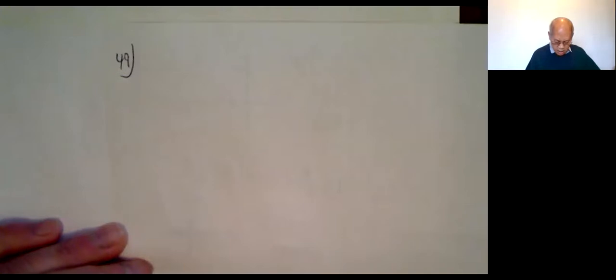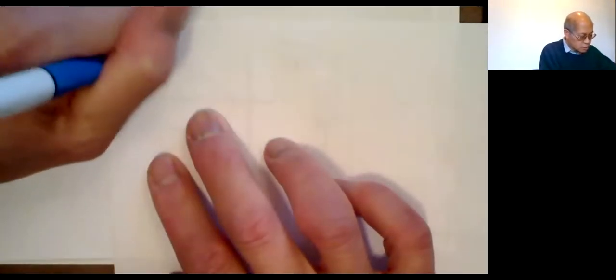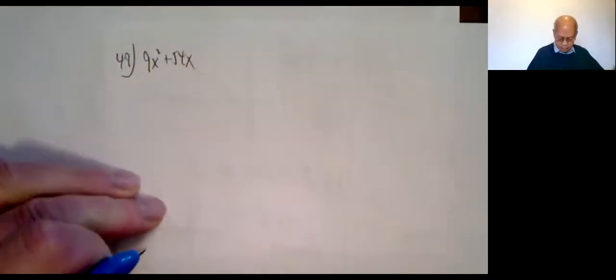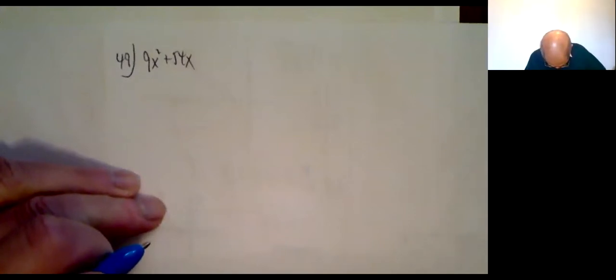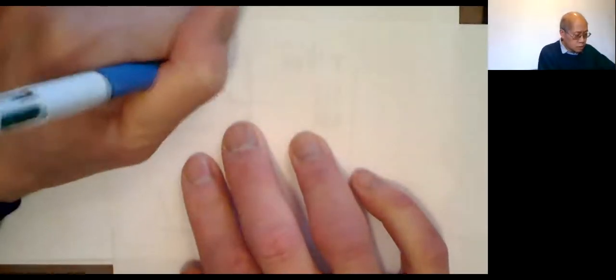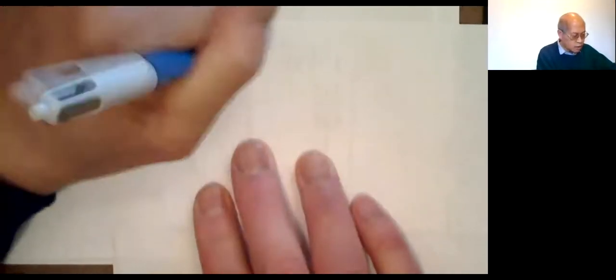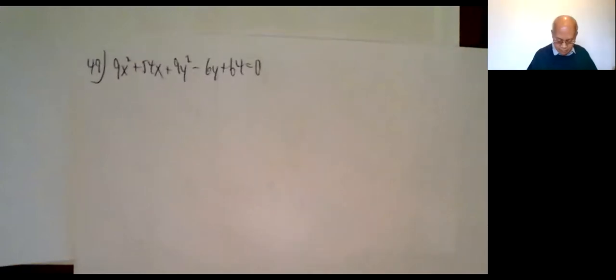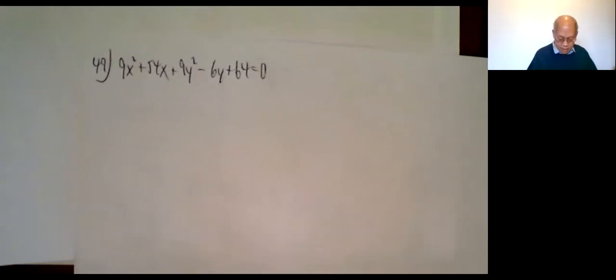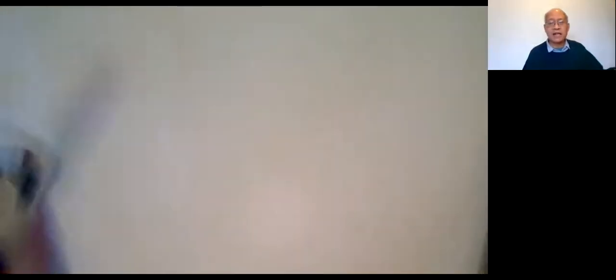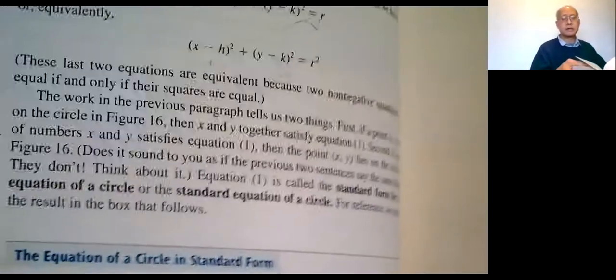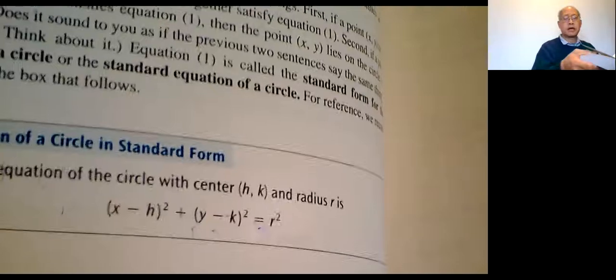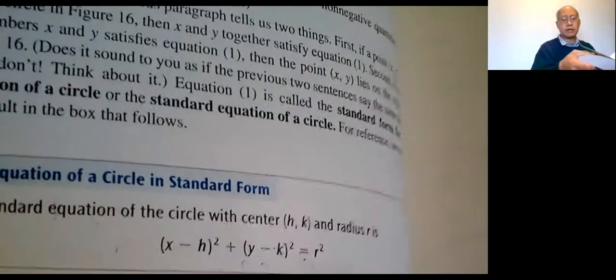So 49, 9x squared plus 54x plus 9y squared minus 6y plus 64 equals 0. That doesn't look like anything we want, but the idea is, can I force this equation to look like this, right? Because if I can, then I just go ahead and read the center and radius off of that.